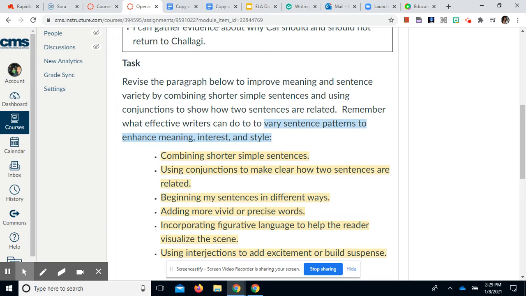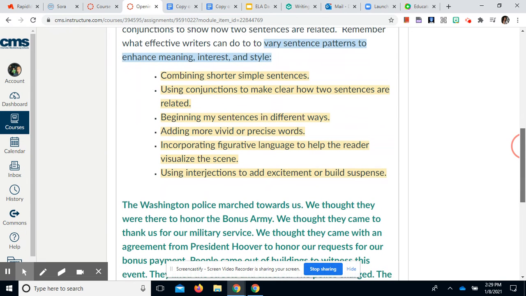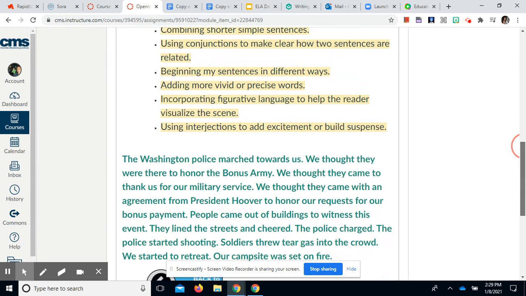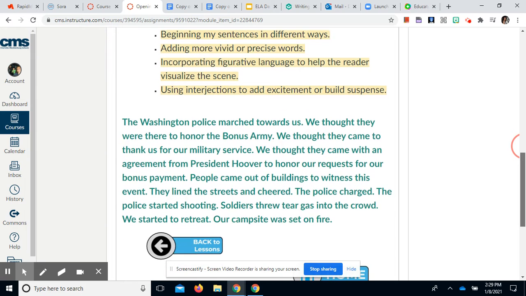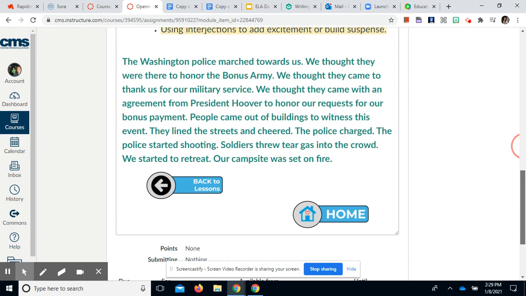It says, remember what effective writers can do to vary sentence patterns to enhance meaning, interest, and style. Effective writers can combine shorter, simple sentences, use conjunctions to make clear how 2 sentences are related, begin sentences in different ways, add more vivid or precise words, incorporate figurative language to help the reader visualize the scene, use interjections to add excitement or build suspense.